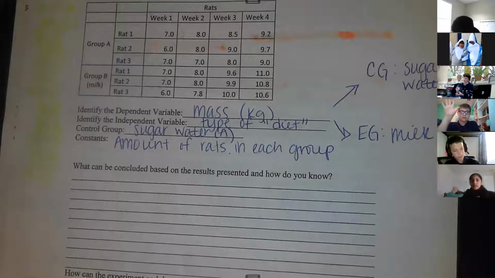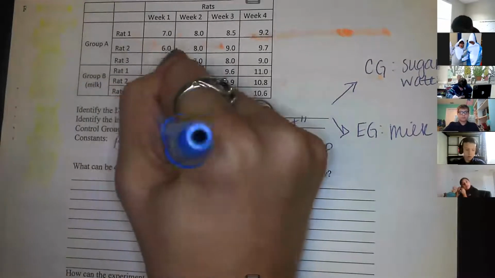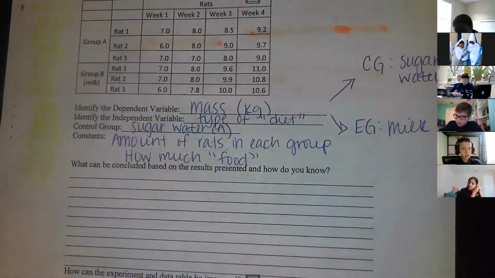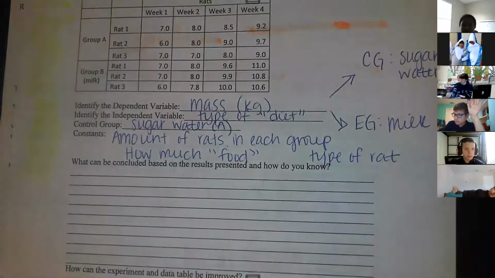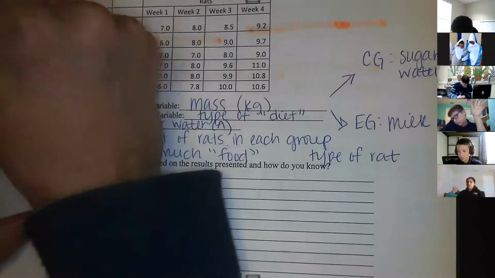What else, Landry? How much food? Or how much drink, or whatever we want to say. What else would have to be the same? These are things that aren't stated, but what else would I have to make sure? Type of rat. The type of rat. I'm not going to use a Chinese dwarf hamster on one and then the next one get a big old fat rat, right? Maybe the type of milk? Oh, so make sure that each group, all of these guys have the same brand of milk.